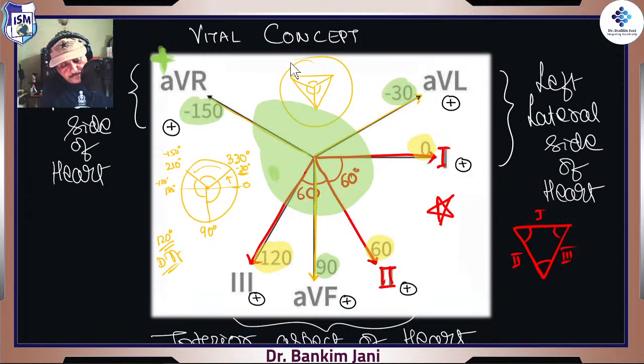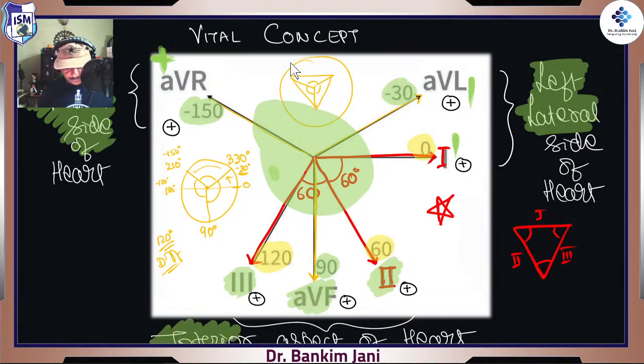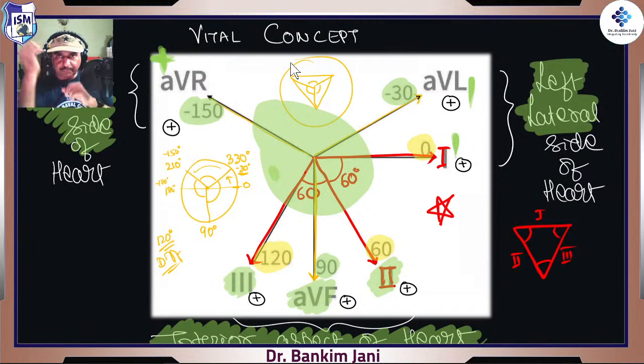This portion is positive. So that positive pole is watching the current from this angle. So it will watch the heart from the right side. True. AVL and lead 1, what are they doing? They are watching from the left side. True. And then lead 3, lead 2 and AVF, they are watching the inferior aspect of the heart. They are watching it from the lower side. See how nicely, just by putting those three electrodes, now you are watching every side of the heart, right? Still, one thing is left out, but we'll come to that. But you can watch the heart from the right side, from the left side, and from the inferior side.